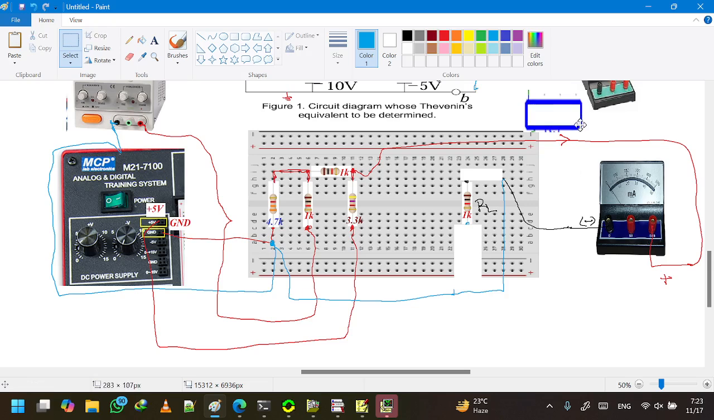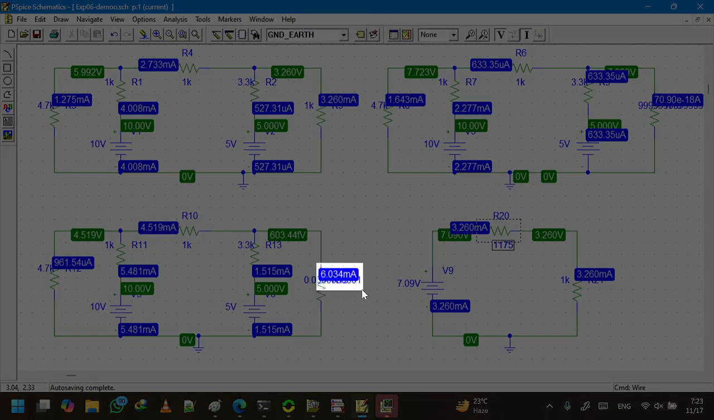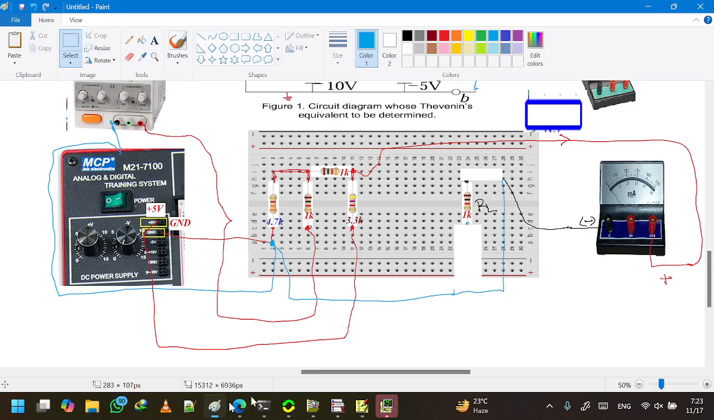It will not be as shown in the figure right now. So the value of the short circuit current will be 6.034 as we have seen earlier. So the value of the ammeter reading will give us the value of the short circuit current. So the short circuit current will be 6.034 milliampere.